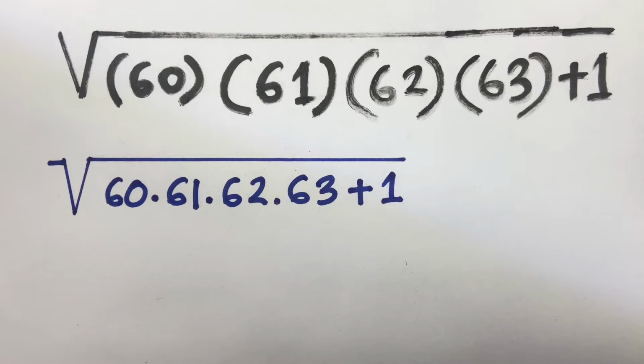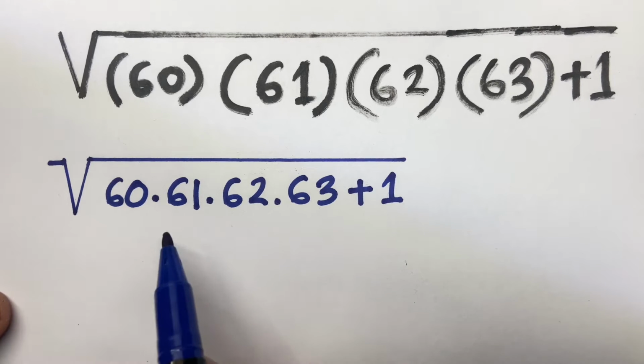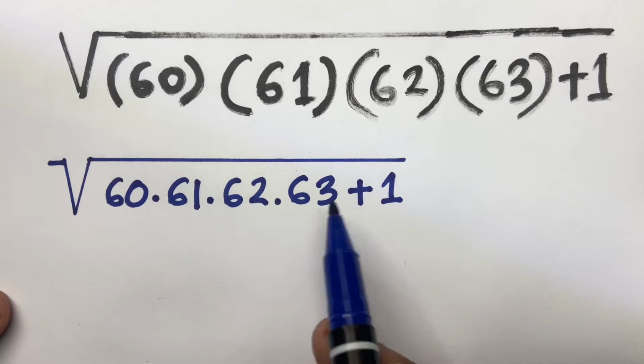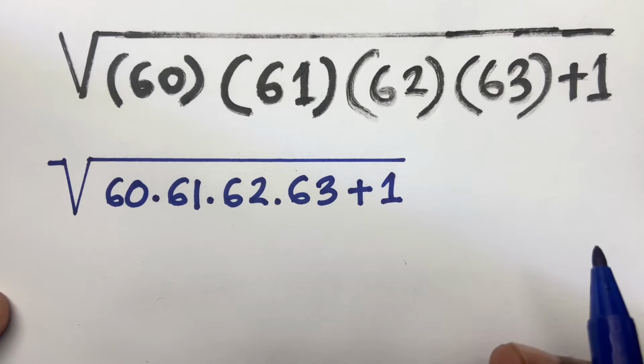Hello everyone. In this video, I solved this math Olympiad question. This question is square root of 60 times 61 times 62 times 63 plus 1. So how to solve this question?